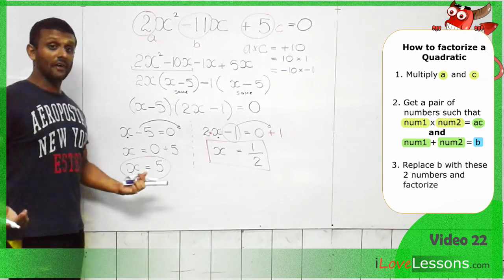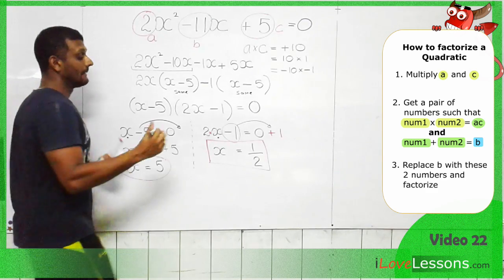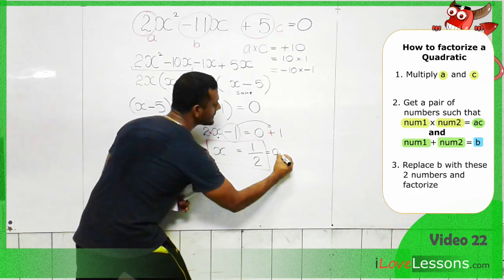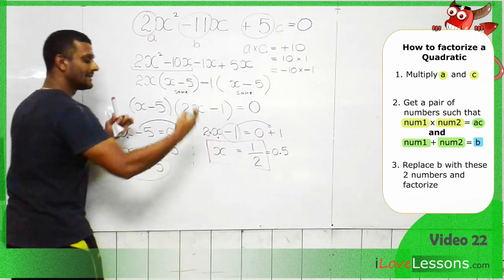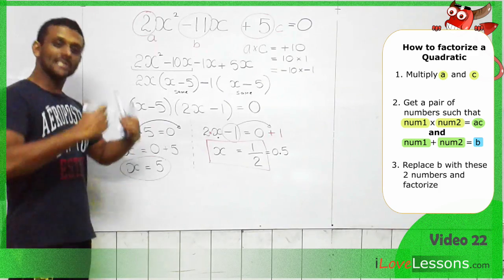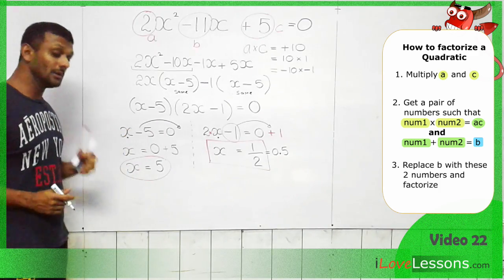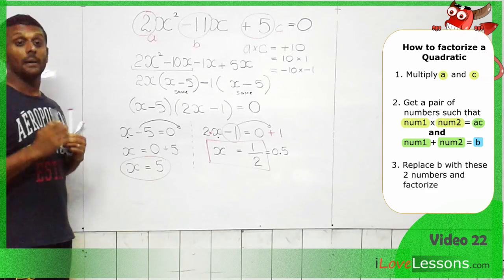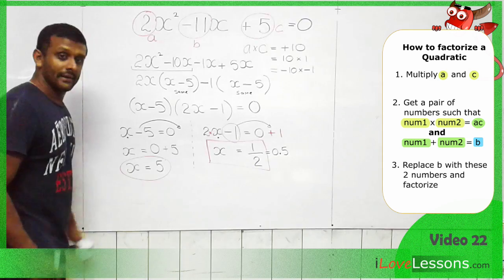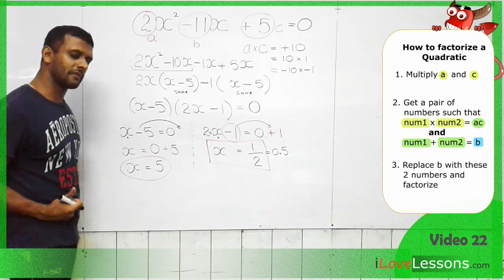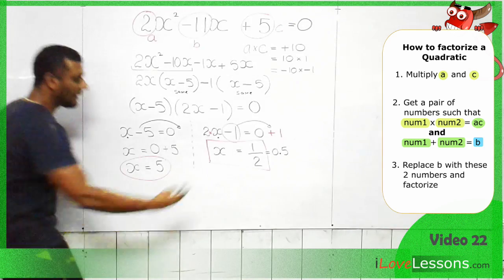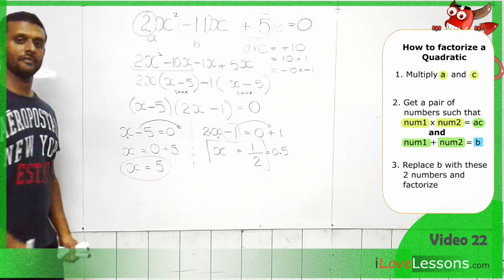Now, some people like fractions and some people like decimals. So instead of writing a half, some people might put 0.5. That's also 100% correct. So now we have solved the quadratic using the factorization method, and we got 2 answers. If anybody were to ask you, hey, what were the 2 answers you got for this quadratic? You would simply say x is 5 and x is 0.5.